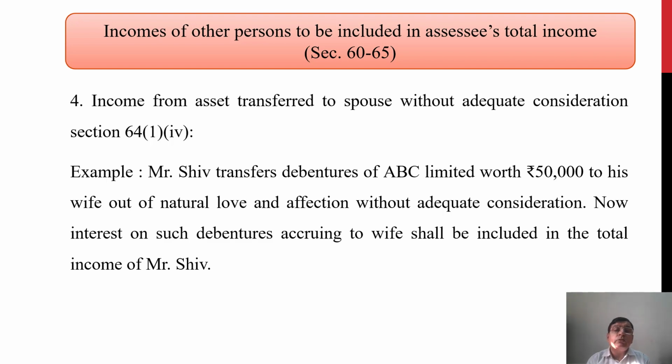For example, Mr. Shiv transfers debentures of ABC Limited worth rupees 50,000 to his wife out of natural love and affection without adequate consideration. Now Mr. Shiv has transferred debentures worth rupees 50,000 to his wife, and no adequate consideration is received by Mr. Shiv. Now the interest on such debentures accrued to the wife shall be included into the total income of Mr. Shiv, not Shiv's wife.